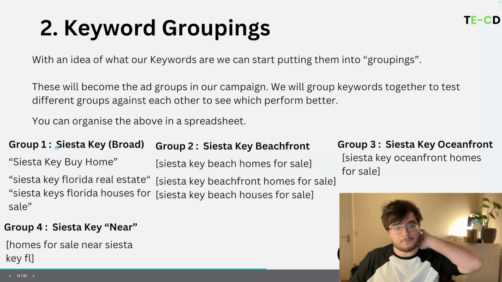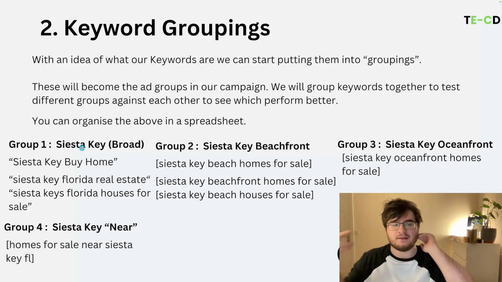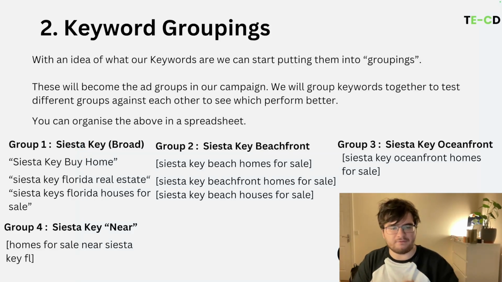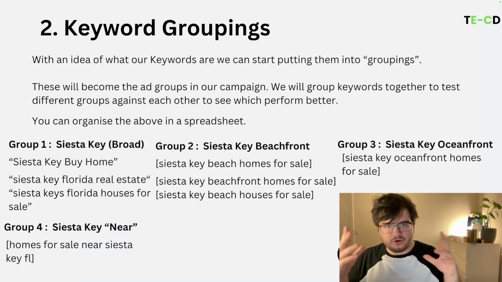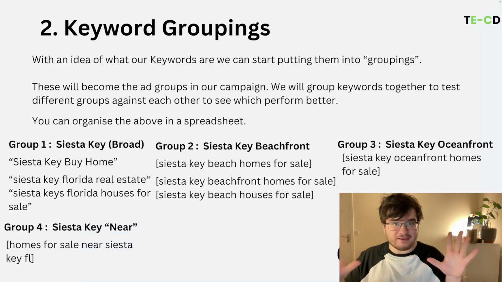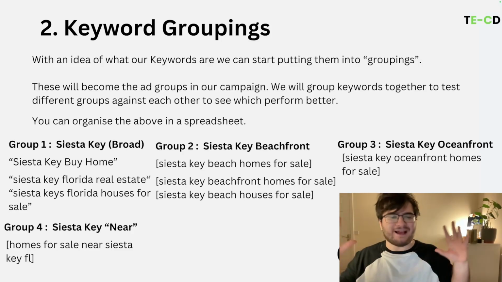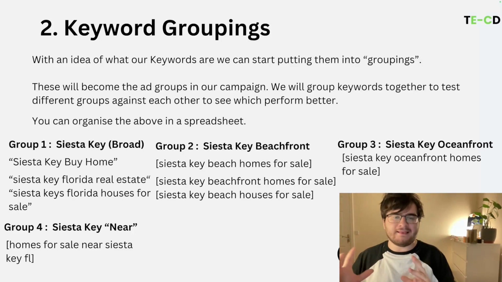So we have group number 1, which is Siesta Key broad. These are like Siesta Key buy home, Siesta Key Florida real estate, Siesta Key Florida houses for sale. Then we have group number 2, which is Siesta Key beachfront: beach homes for sale, beachfront homes for sale. Group number 4, we have Siesta Key near, so searches like homes for sale near Siesta Key, that type of thing. So we have different ideas and groupings of ideas in different keywords.